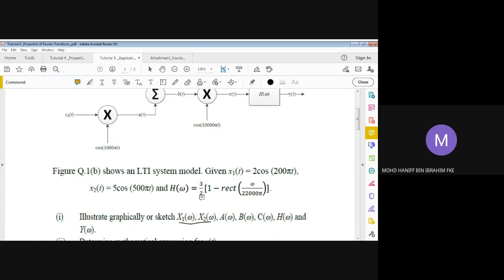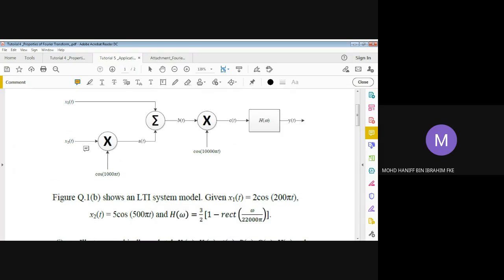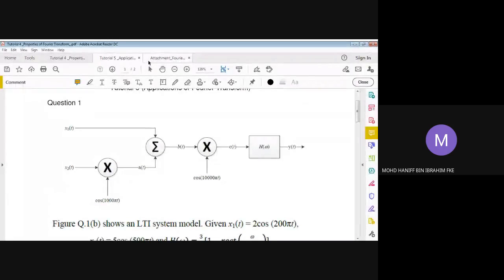So next one, we want to sketch A(ω). Before we can sketch A(ω), we need to find a(t) first, yeah? Based on this diagram, we can write that your a(t) is equal to x2(t) multiplied with cos(1000πt). So it should be 5 cos(500πt) multiplied with cos(1000πt). That should be a(t), yeah?